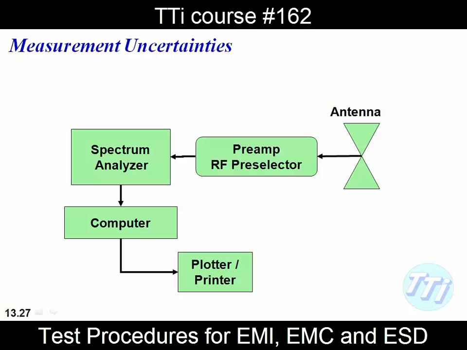That antenna, then, is going to take that energy, and it has to raise that signal up to a level that's within the input of the spectrum analyzer. So what happens is the preamp itself has a certain amount of uncertainty associated with it. So that has to be part of the calculation. Then it goes into the spectrum analyzer, and that also has an uncertainty. And then when it goes to the computer, it may or may not have additional uncertainties due to the type of calculations that are being done.